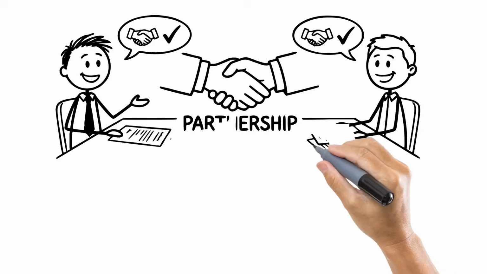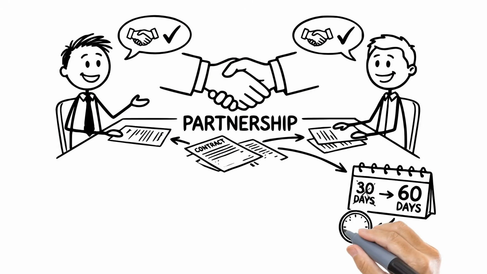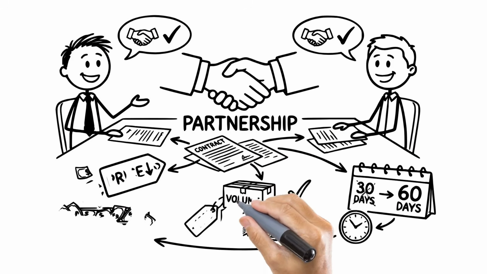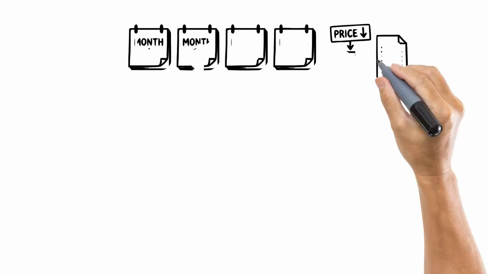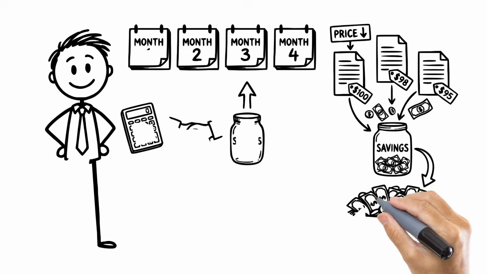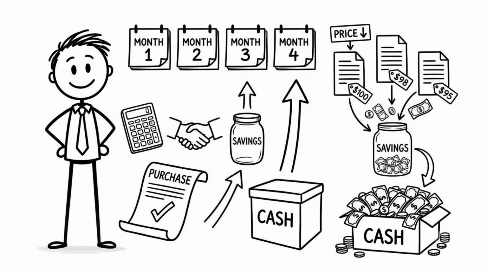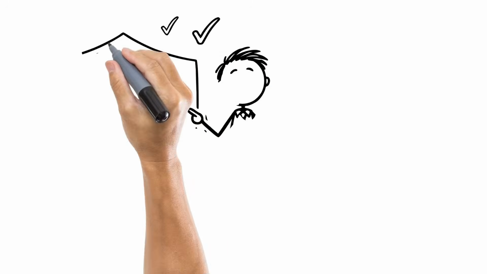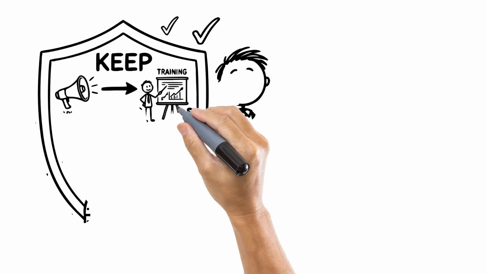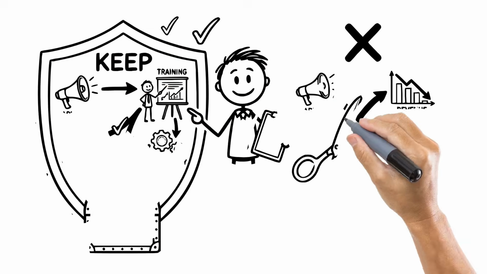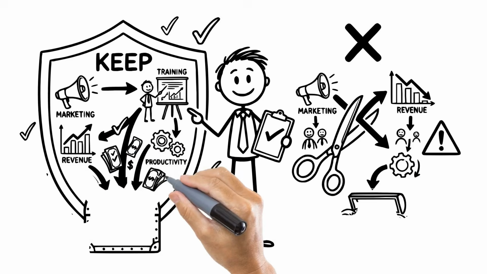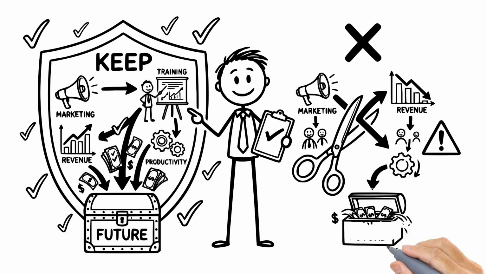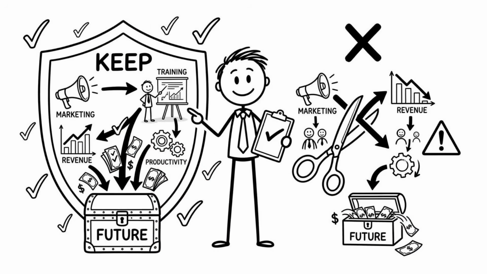Many vendors are willing to negotiate better pricing, larger volume discounts, or longer payment terms when businesses communicate openly. Even small improvements in purchasing costs can create meaningful cash savings over time. At the same time, avoid cutting expenses that directly generate revenue, such as high-performing marketing campaigns or essential employee training. Removing productive investments may save money today while reducing future income.